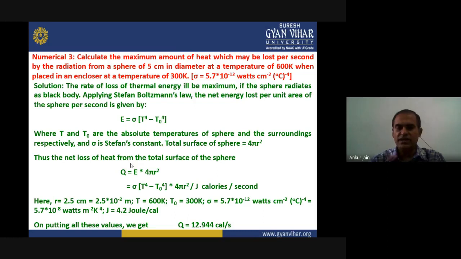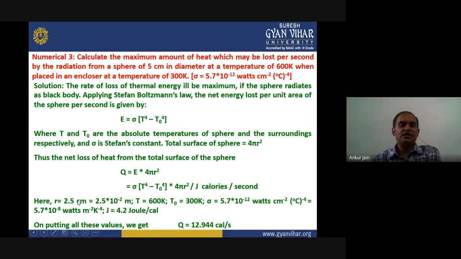Now putting the value of E from the Stefan-Boltzmann law, we get Q equals sigma into T to the power 4 minus T naught to the power 4 into 4 pi r square. But to convert it into calorie per second, we divide it by J. Now here you see all the parameters are given in the question. For example, R equals 2.5 centimeter. Okay, and 5 centimeter is the diameter, so 2.5 centimeter is the radius R.